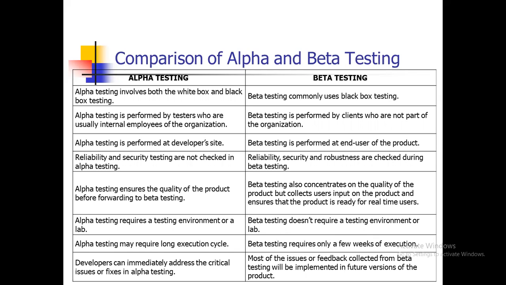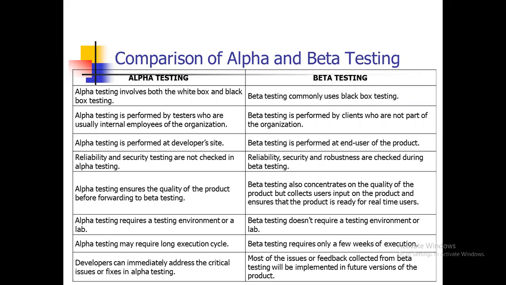Alpha testing may require a long execution cycle because it is at the developer side. Beta testing requires only a few weeks of execution, in which the end user checks whether the system performs based on the requirements or not, and whether he is satisfied with the product or not.